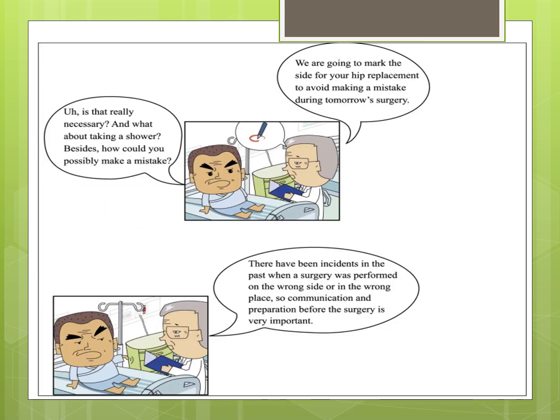I found this cartoon on the website. I just thought it was cute. Just wanted to share it with you. A patient says, "You got the mark on my hip to avoid making a mistake." And the surgeon says, "Yes, we have to do this. There have been incidents in the past where surgeries have been performed on the wrong side." How do you think that makes a patient feel? They're getting ready to go into surgery, and the surgeon has to mark on their leg to make sure they have the right leg and they're doing the right procedure. Will it make a patient nervous, or will it make a patient feel safe? Think about that.